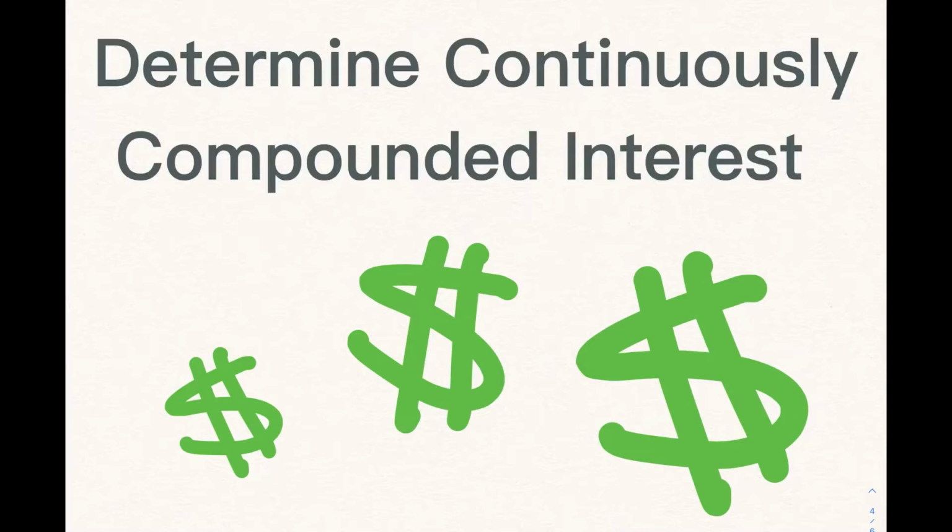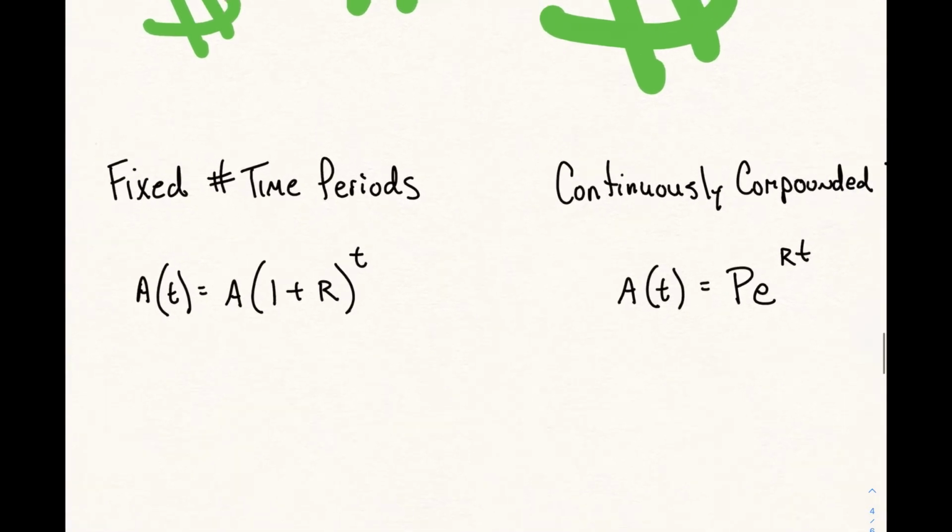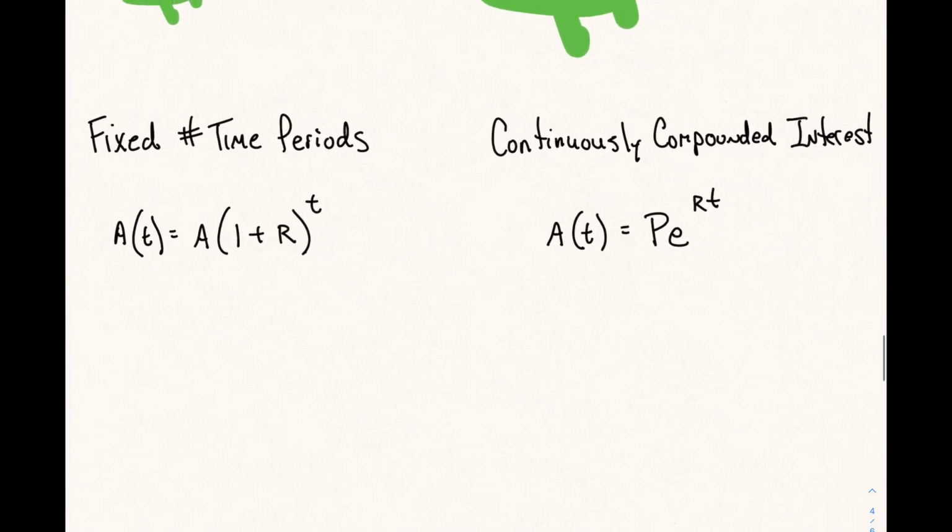There's lots of questions that come up when we deal with exponential models. One of them is about continuously compounded interest, normally related to money. So let's look at two different styles of interest and how they might be compounded.